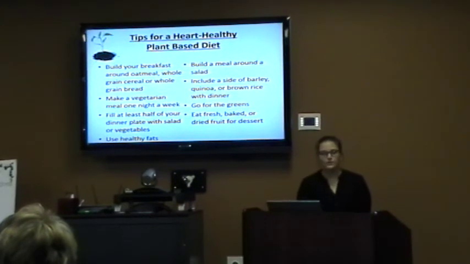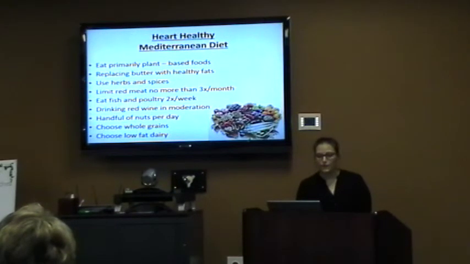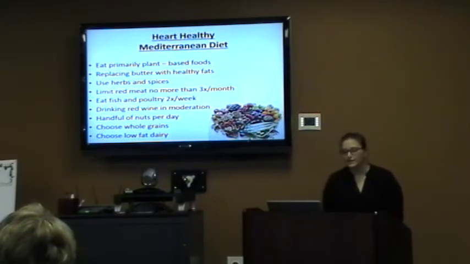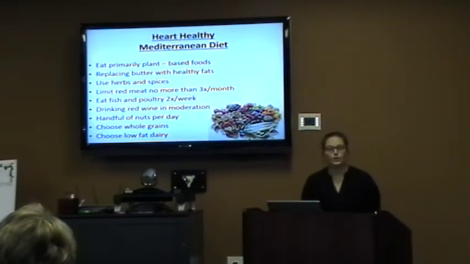Some tips for a heart-healthy plant-based diet include going for the greens, incorporating vegetables for half of the plate, eating a fresh fruit as opposed to having a baked good for dessert, and trying to make a vegetarian meal 1 time per week. For the Mediterranean diet, it's important to incorporate more herbs and spices as opposed to using salt, and eating more fish and trying to limit your red meat intake.